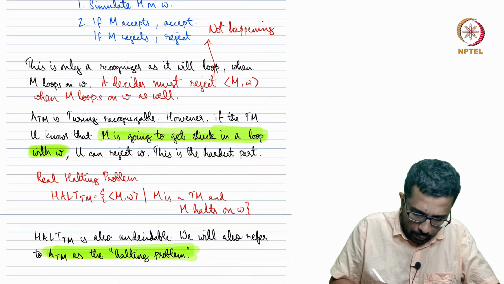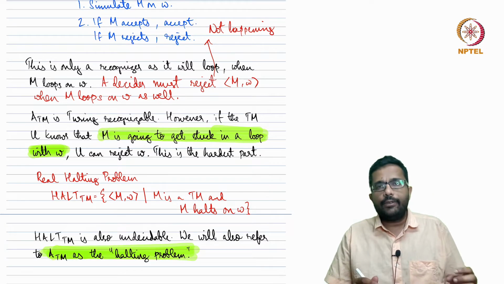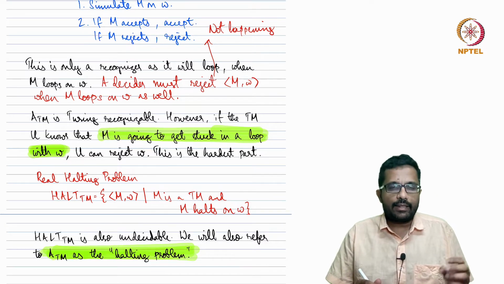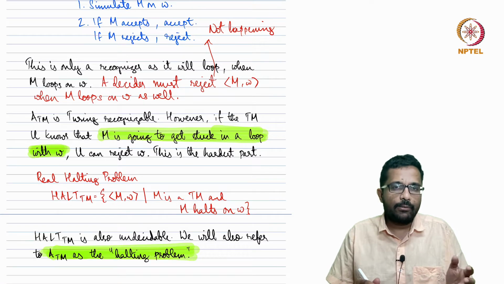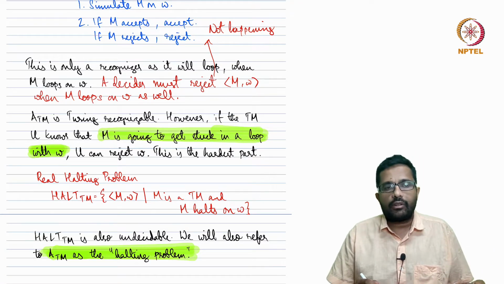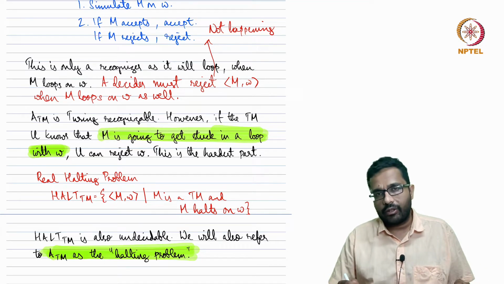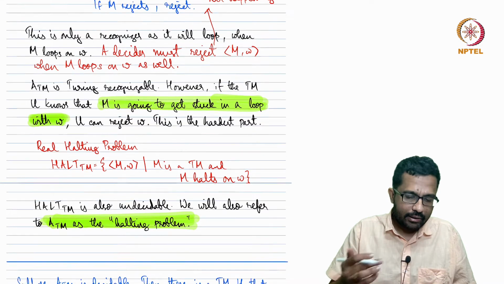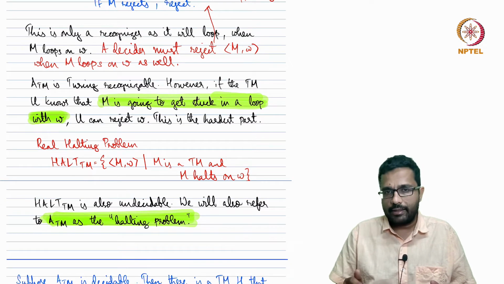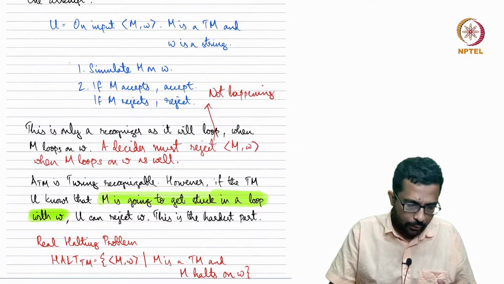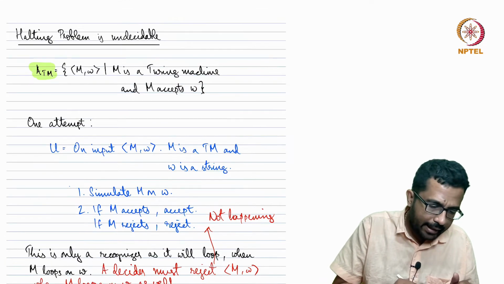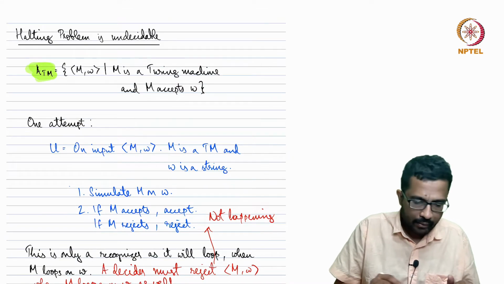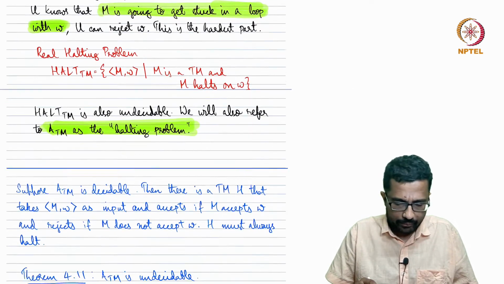So hopefully it is clear that the difficulty in deciding whether M accepts W lies in determining whether M loops on W or not, or in other words, whether M halts on W or not. That is the challenge there, and that's why it's called the halting problem, and this is also undecidable. So what we are going to see now is the proof that ATM is undecidable.